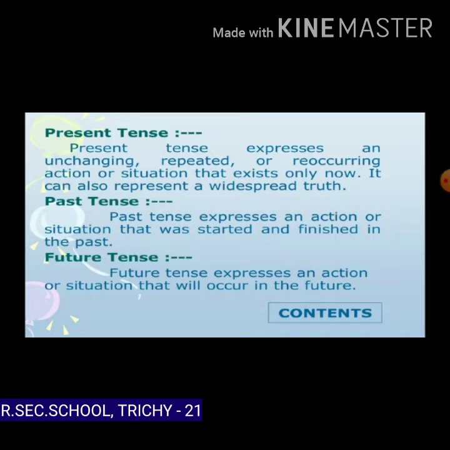Okay, past tense. What is the past tense? Past tense expresses an action or situation that was started and finished in the past. Past action that was started and finished. So that is past tense. Future tense. Future tense expresses an action or situation that will occur in the future. We have to pre-plan what we are going to do, so that is prediction you can use. The future tense expresses an action or situation that will occur in the future.